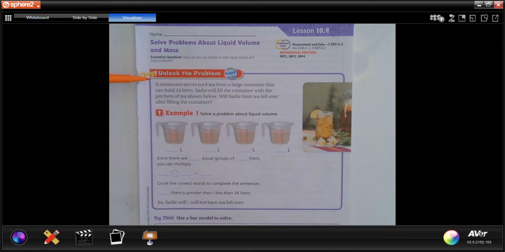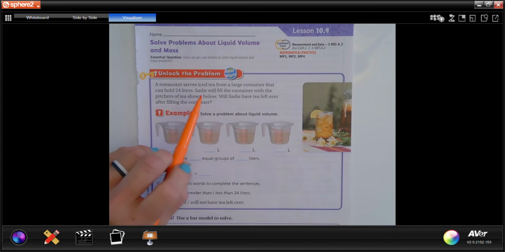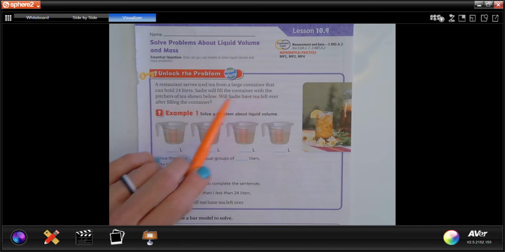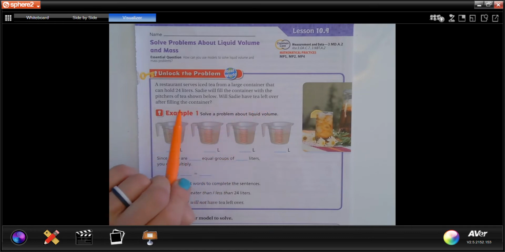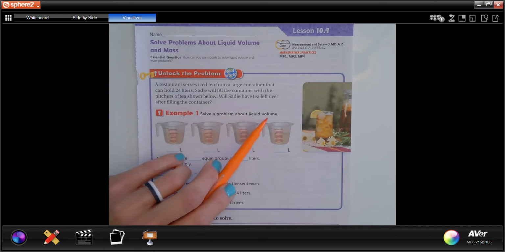Unlock the problem. A restaurant serves iced tea from a large container that can hold 24 liters. Sadie will fill the container with the pitchers of tea shown below. Will Sadie have tea left over after filling the container? Example 1. Solve a problem about liquid volume.